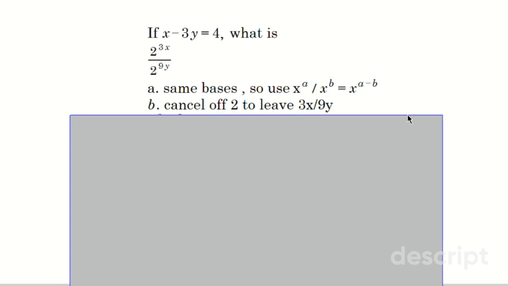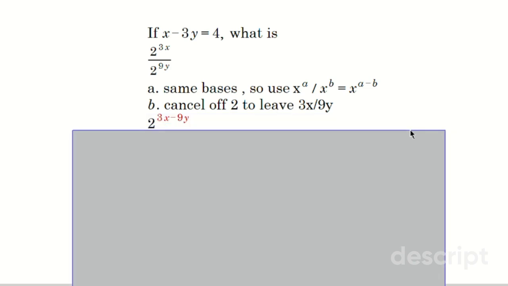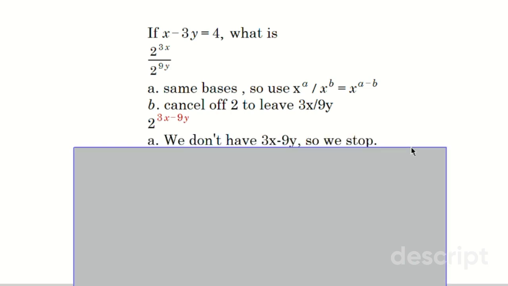You can try this step-by-step version, see what happens. You really should try these. But we should very likely just recognize the fact we have the same base, so we can just write 2 to the 3x minus 9y. Okay, we don't have 3x minus 9y.